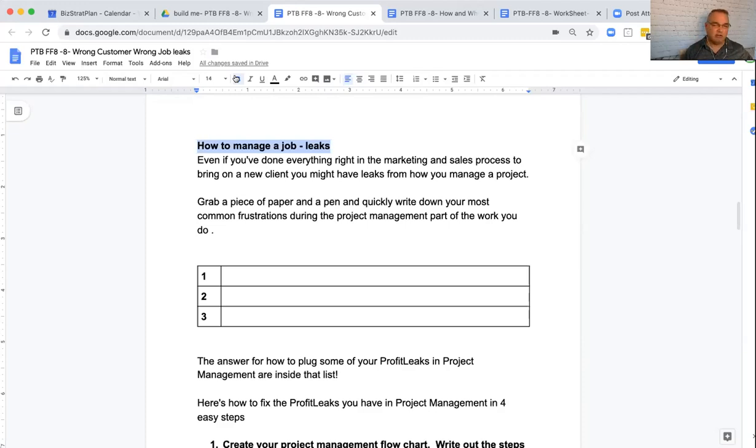So the exercise here that I'm asking you to do is to pause for a moment, hit pause on this recording and write down 3 frustrations that you have. The three most common frustrations that you have during the project management of the work you do. Go ahead and write those down now. The answer for how to find the profit leaks is inside that list of 3 things, right?